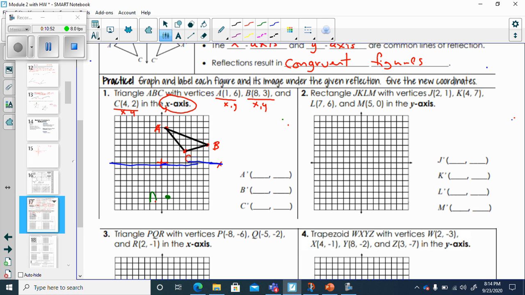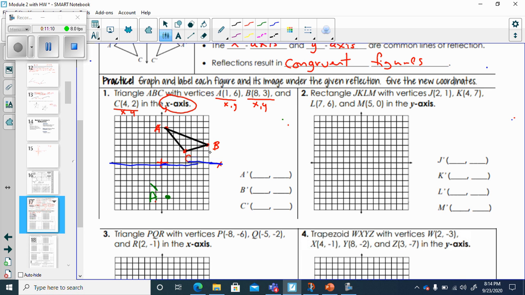We are making our image. Here's our pre-image, we're making our image. See, A and A prime are on the same line. They're equal distance from this line of reflection. They're both 6 units from it.